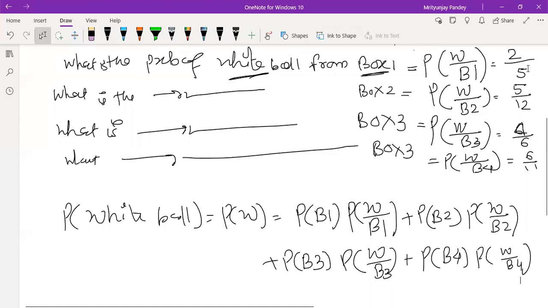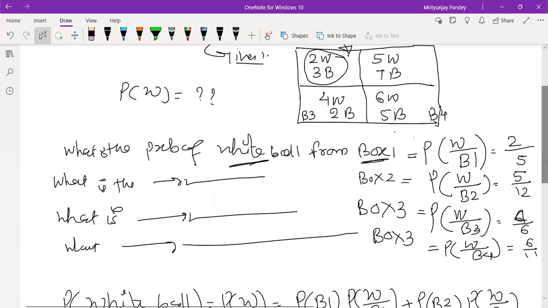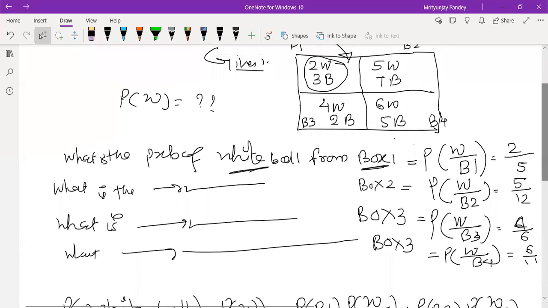Understood? Now, our question is, what is the probability of box 1? There are a total of 4 boxes. Number of boxes is 4. And if you want to write the probability of box 1, then 1 upon 4.